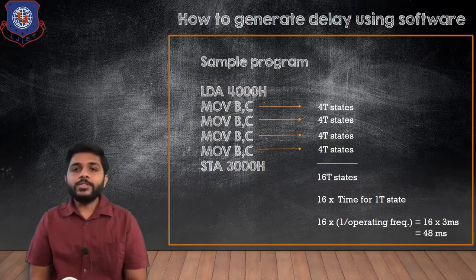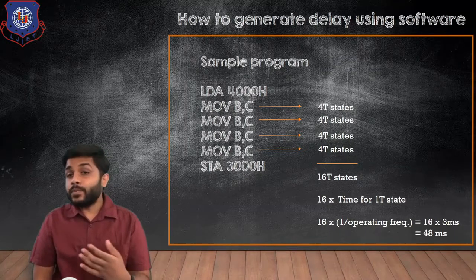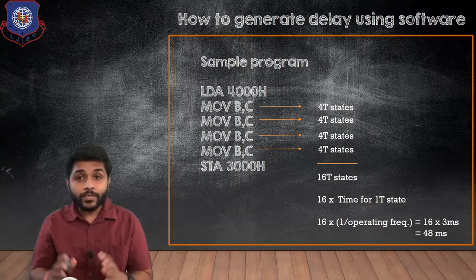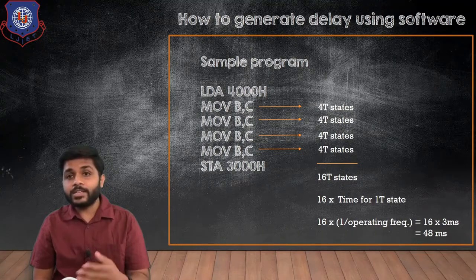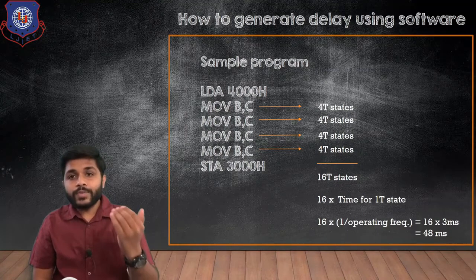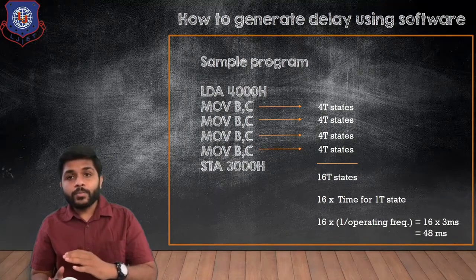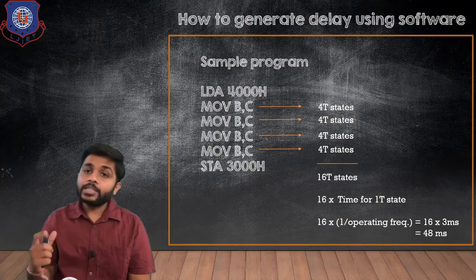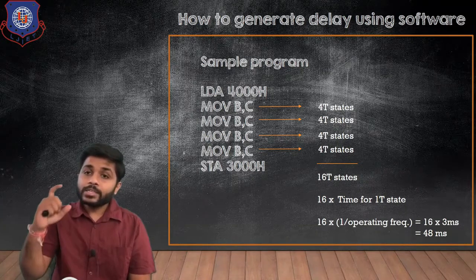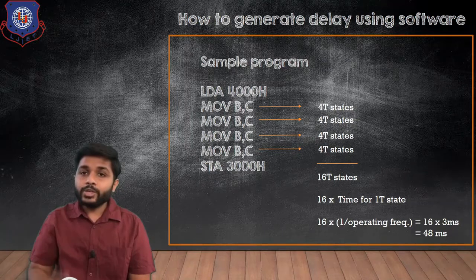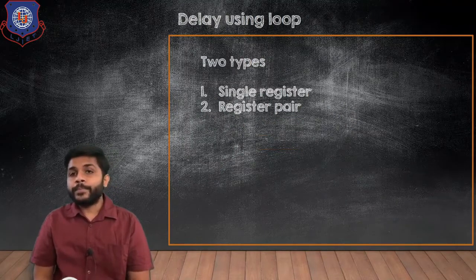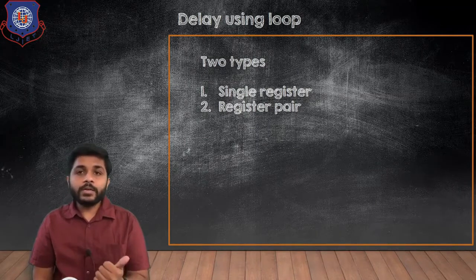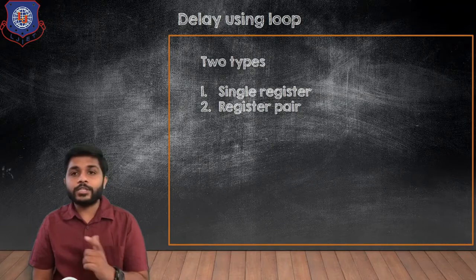Why is this method not used? Imagine you want to generate a very large delay. In that case this method is not sufficient, because in order to generate a very large delay the length of the program will increase. We can generate a large amount of delay with just a small program, using a loop. There are two types by which we can generate delay. The first method is the single register and the second method is the register pair.